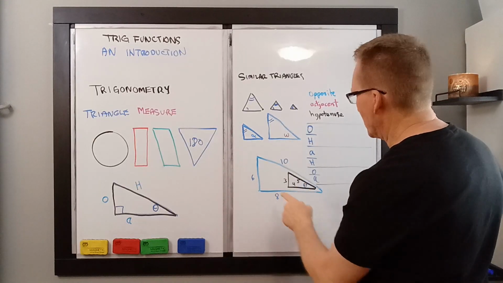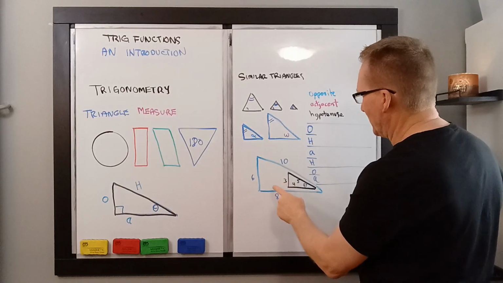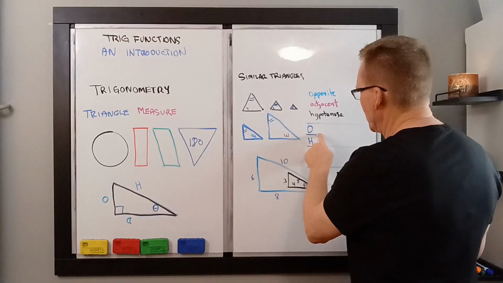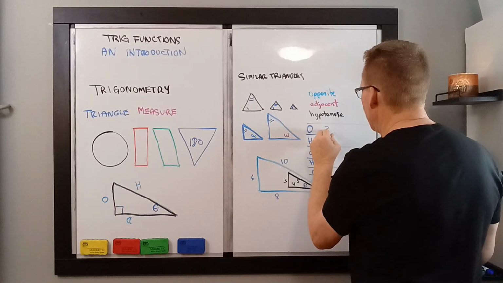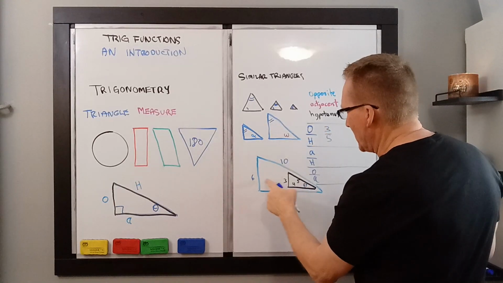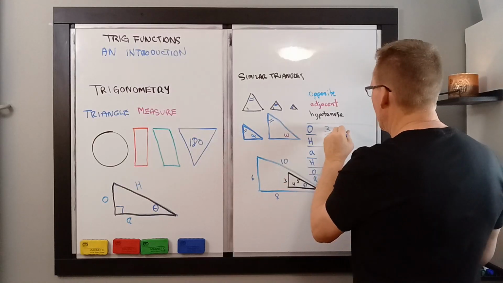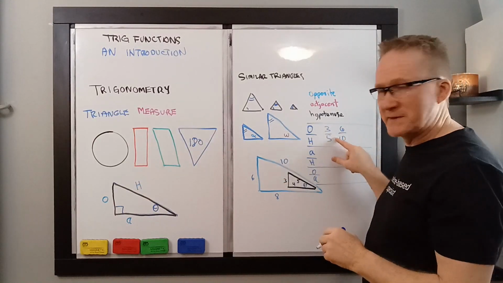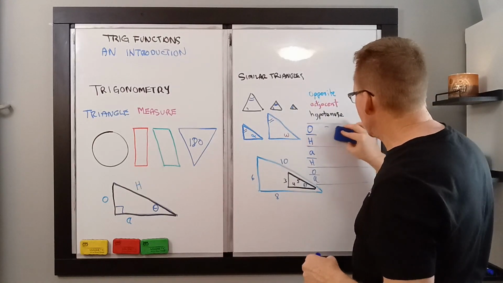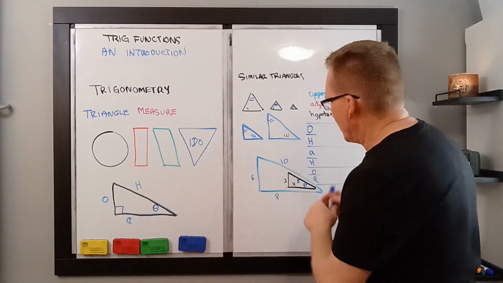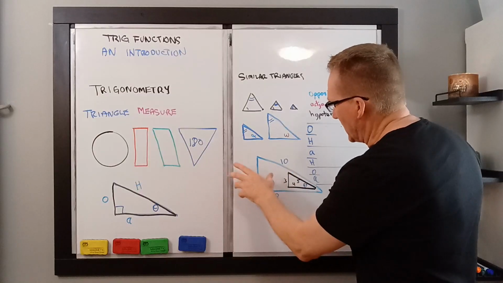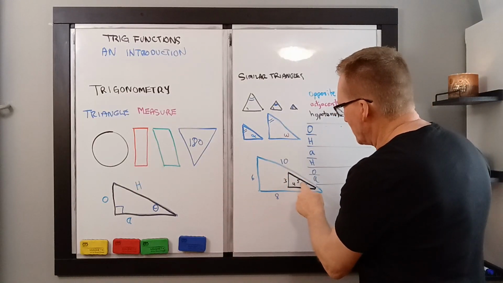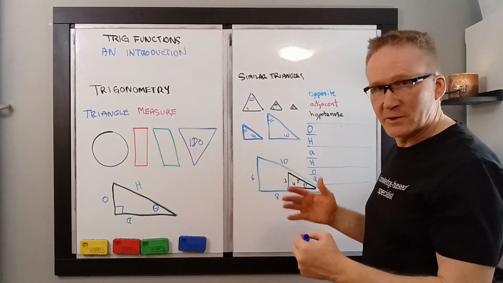Now notice here on this little triangle over here, the opposite over the hypotenuse is 3 over 5. And if I did the big one, it would be the opposite over 10, which is 6 over 10. And if you see, this can be reduced to 3 over 5. So that's exactly the same ratio. And what they found is that if you had the same angle and you had any right angle triangle, the ratio of the opposite to the hypotenuse would always be the same for that specific angle.